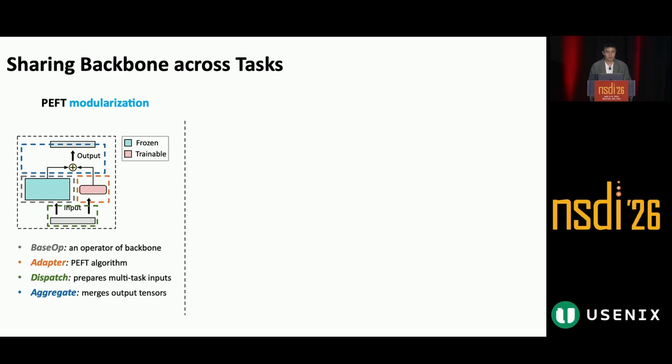We first introduce how we safely share the frozen backbone. We found that existing PEFT algorithms can be abstracted into 4 submodules: Base OP as the operator of the backbone, adapters as PEFT operators, dispatch to prepare multitask inputs, and aggregate to merge output tensors.